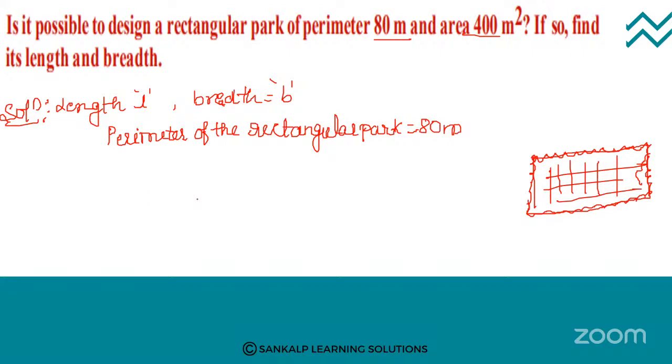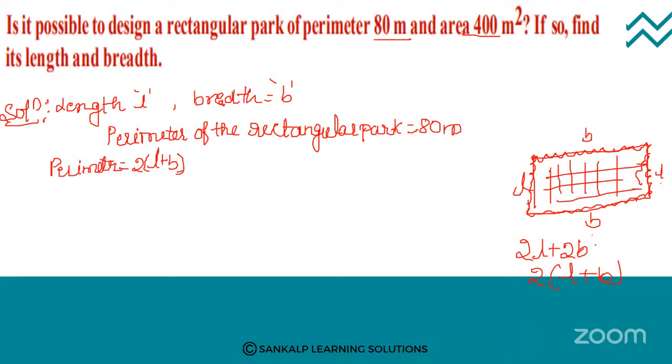Perimeter of the rectangle is 2 into L plus B. That means, if you consider, this is L, this is also L, this is B, this is also B. That means L plus L is 2L, B plus B is 2B. 2L plus 2B is equal to 2 times L plus B, taking 2 common. So perimeter they have given, perimeter is 2 into L plus B, and perimeter is 80.